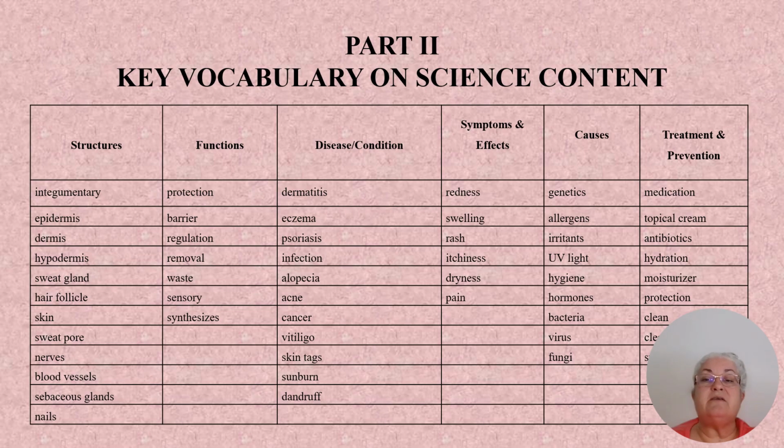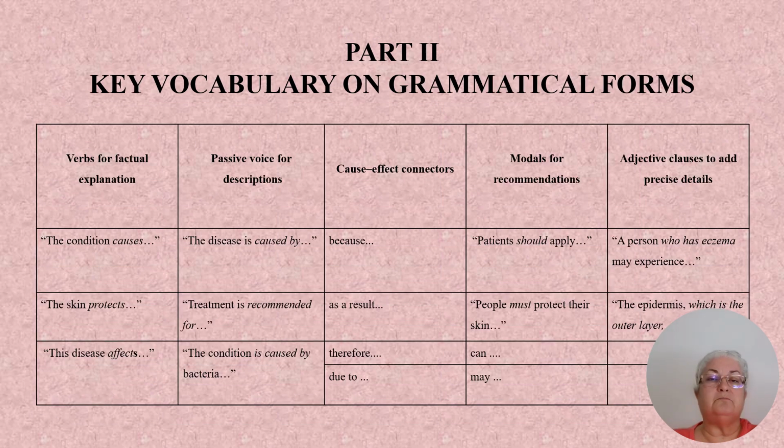This table presents the key science vocabulary organized into categories such as structures, functions, diseases or conditions, symptoms and effects, causes, and treatment and prevention. This table presents key vocabulary related to grammatical structures organized into categories such as verb use for factual explanations, passive voice for description, cause and effect connectors, models for giving recommendations, and adjective clauses that provide precise details.